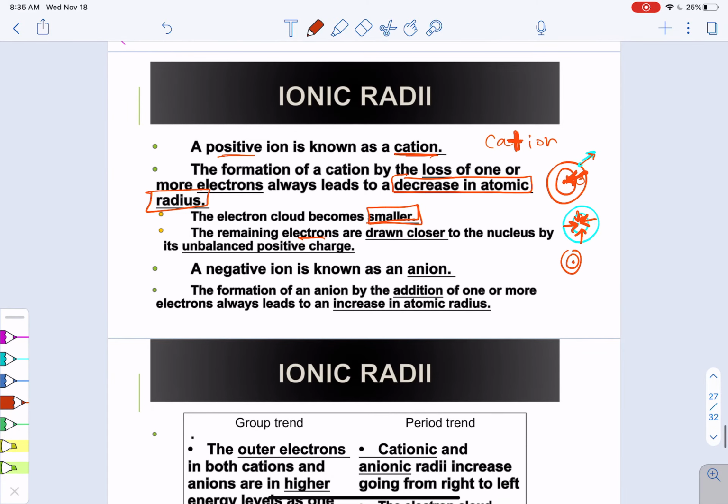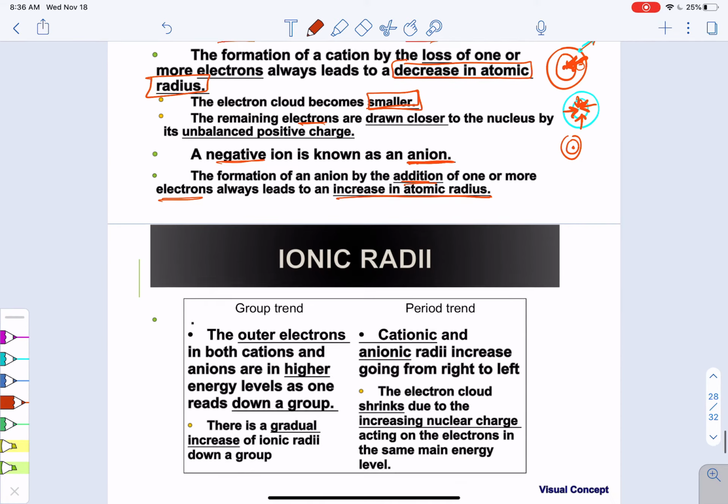And then the negative ion is the opposite. It's an anion. I don't know how to remember that except I think of onion as negative, I guess. I don't know if that makes sense to you, but it makes sense to me because it looks like onion. Anyways, an anion is a negative ion. To make something negative, you have to add an electron. And when you add an electron, you're going to increase the radius, which just makes sense. If you're adding electrons on the outside, you're going to make it bigger.